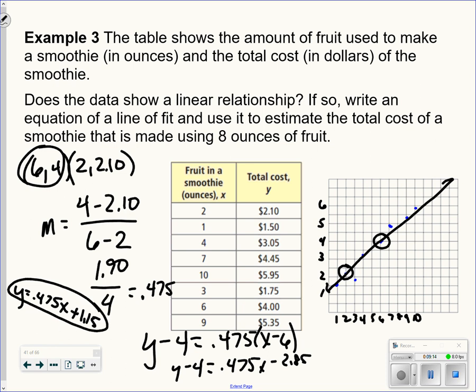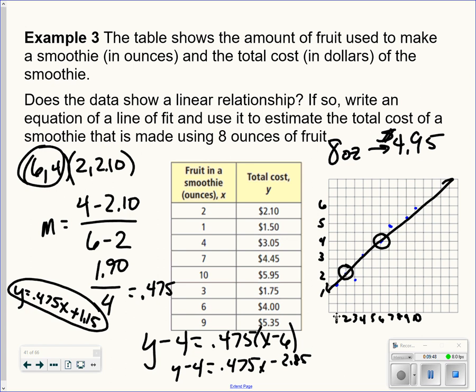All right. Does the data show a linear relationship? We're going to say yes. If so, write an equation of the line of best fit and use it to estimate the total cost of a smoothie for 8 ounces. So I'm going to put 8 in for x now. So 0.475 times 8 plus 1.15. And so we are estimating if you had 8 ounces of fruit, it would cost $4.95.